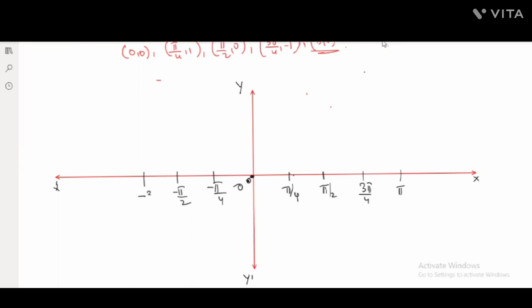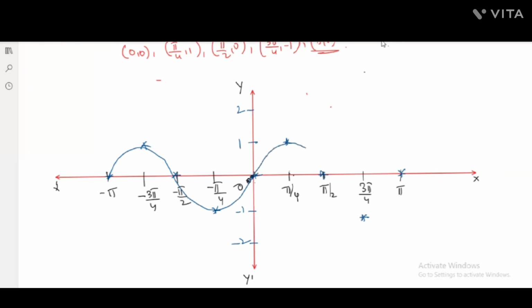And on the negative side, minus pi by 2, minus 3 pi by 4, minus pi. If you look at the graph of this one, 0, 0 is here, and let's take 1 and 2 and minus 1 and minus 2. So pi by 4, 1 will be here, pi by 2, 0, 3 pi by 4, minus 1, and pi. The plotted points will be like this. When you draw the graph for this one, it will come like this.